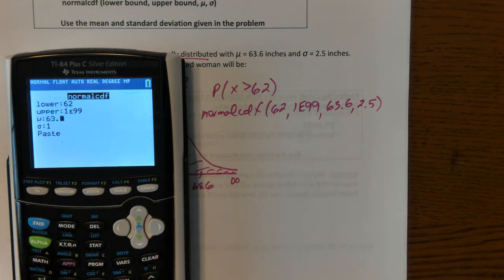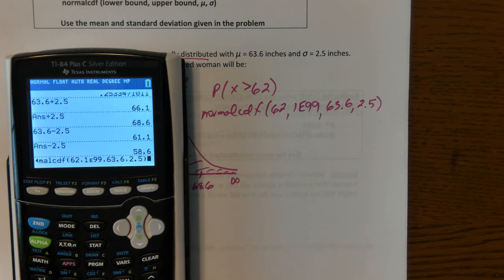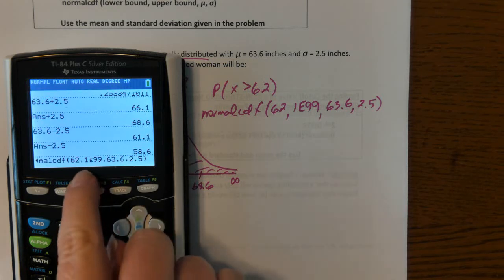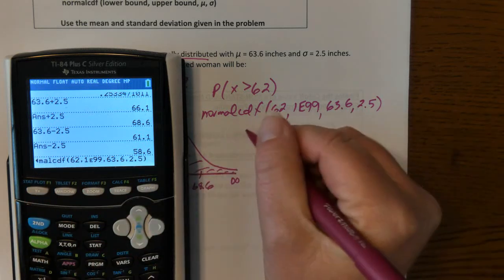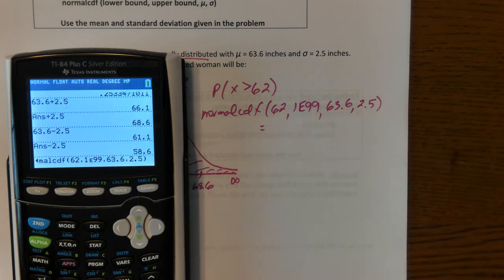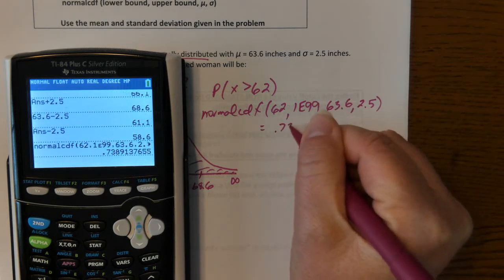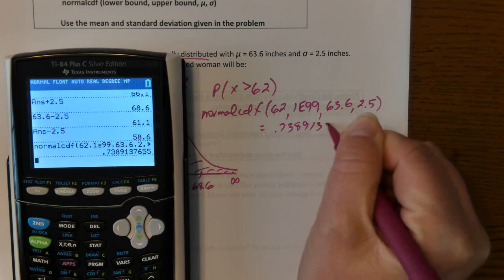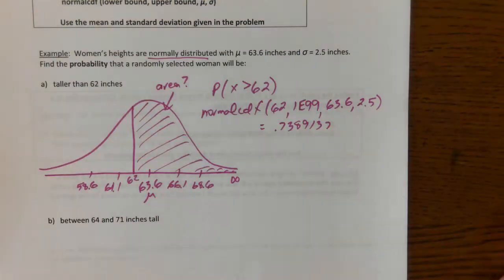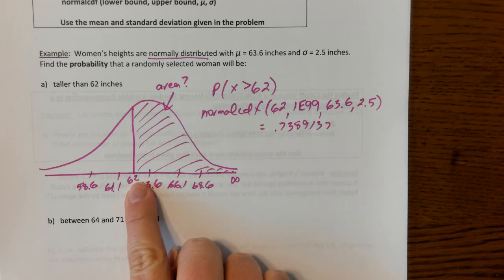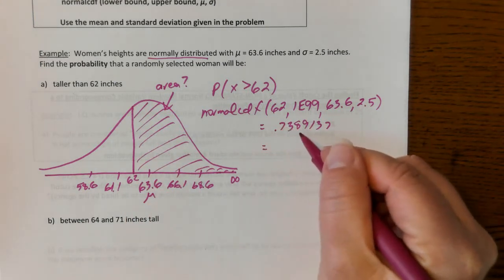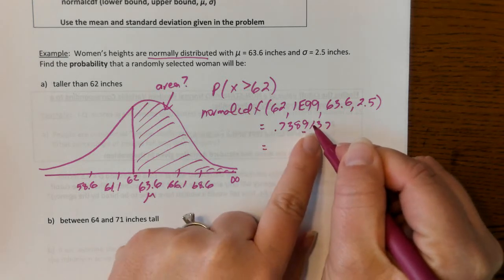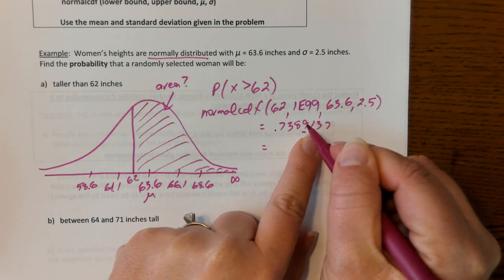The mean was 63.6. The standard deviation was 2.5. Remember, if you're using an 83, it will not prompt you for those items. You just have to know to put those items in that exact order with commas in between. When we type that in our calculator, we get 0.7389137, and so on. Remember, we knew the cutoff. We were looking for the area, and area is rounded to 4 decimals. The 9 is our 4th decimal. The number after it is a 1, which is not going to send the 9 to round up.